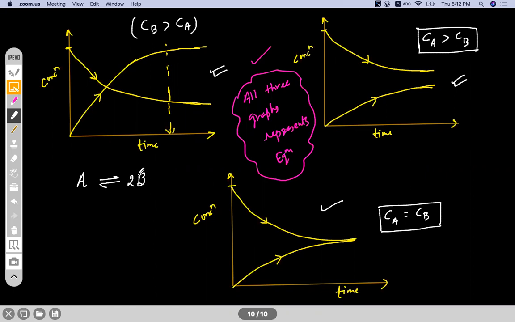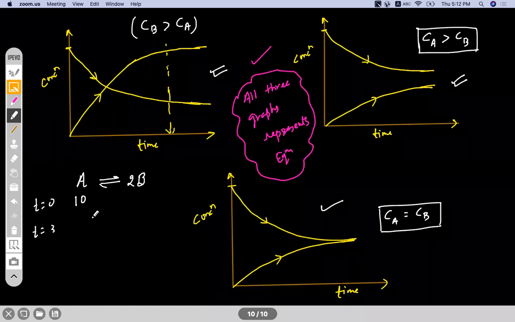A gives 2B. We have this reaction. Initially the concentration of A is 10 at time t equals 0. At time t equals 3, suppose it becomes 1. Tell me the rate with respect to A. Namrata, what is the rate?